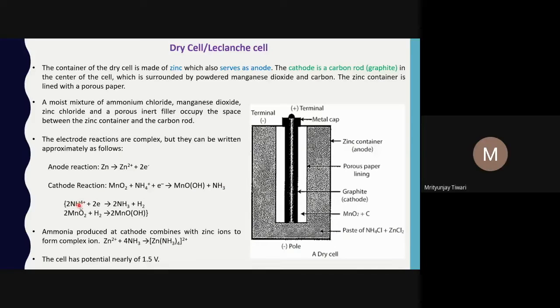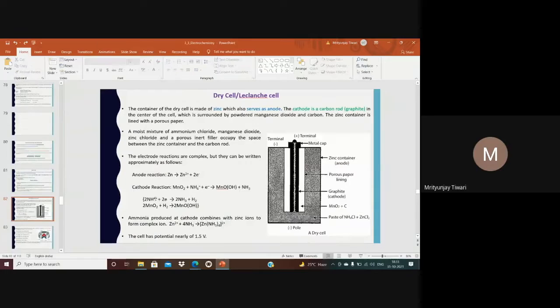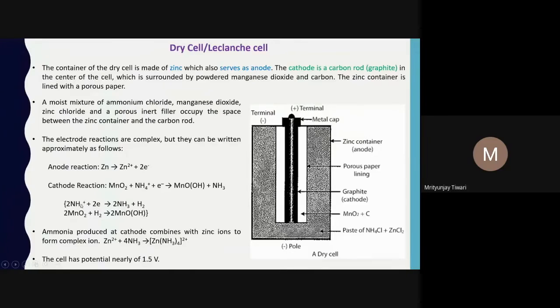So 2NH4+ plus 2 electrons gives, so when ammonium ion accepts 1 electron, it forms ammonia. So 2 ammonium ions, when they accept 2 electrons, will form 2 molecules of ammonia and 1 hydrogen molecule. This is what we see. And MnO2 plus hydrogen, because this net cathodic reaction, one can break it into 2 parts. And what are those 2 parts?